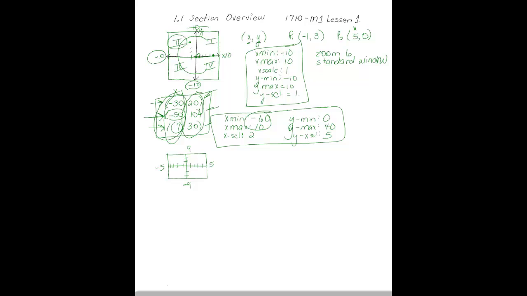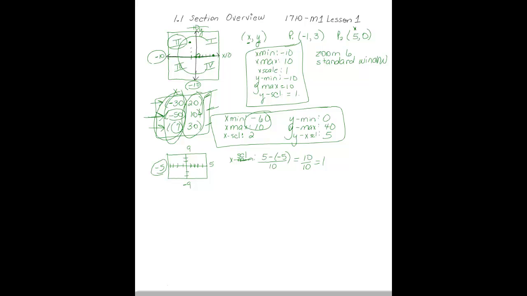To find the x min, there's a formula that says x max, which is 5, minus x min, which is -5, divided by number of tick marks. So if you notice, there's 1, 2, 3, 4, 5, 6, there's 10 tick marks. 5 plus 5, I get 10 divided by 10 equals 1. So my x scale would be 1.